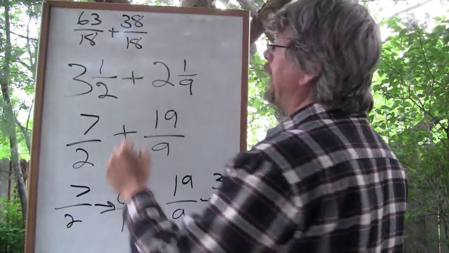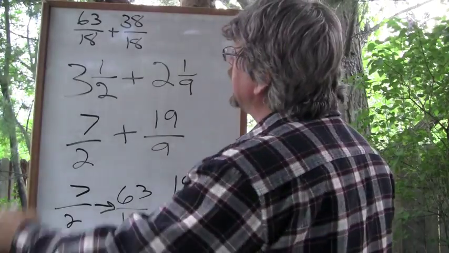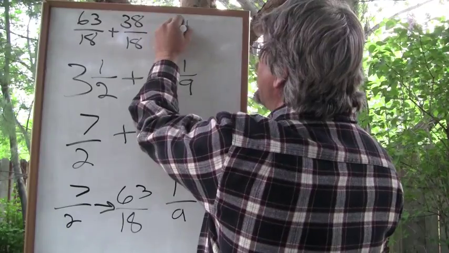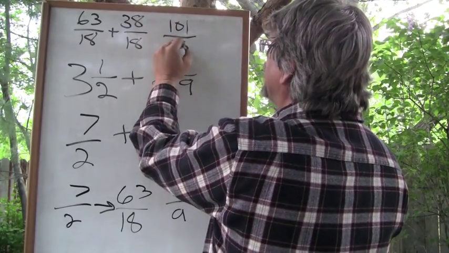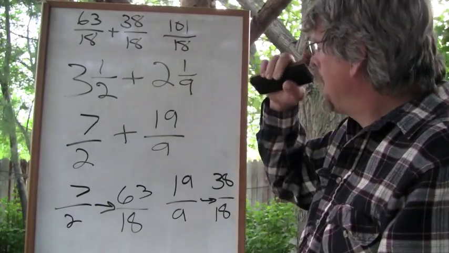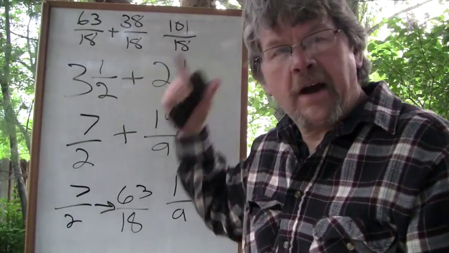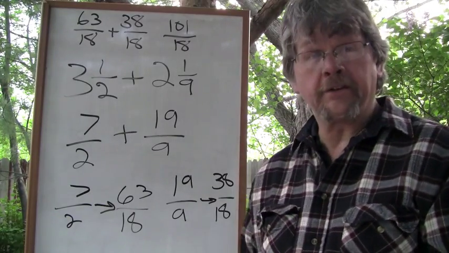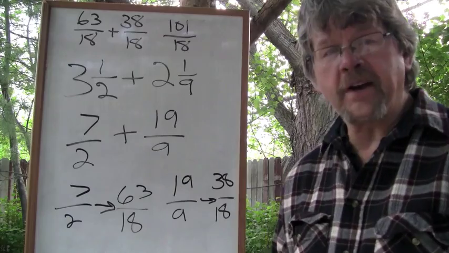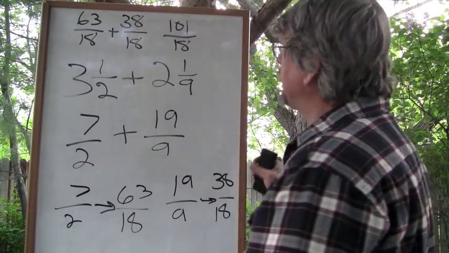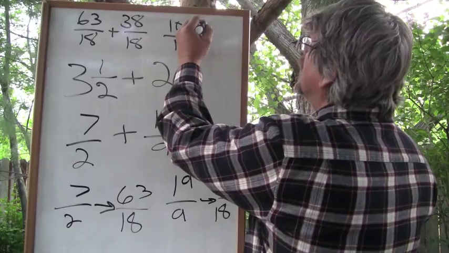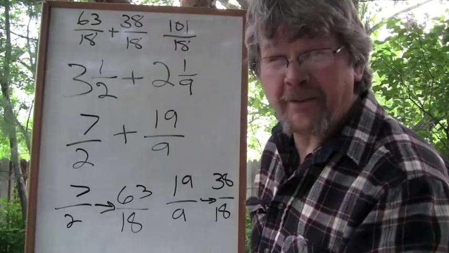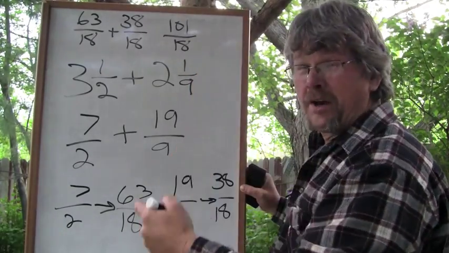Boy, you can see this is going to be a whopper of an improper fraction, can't you? 63 and 38 is what? 101 eighteenths. Okay? How many times does 18 go into 101? Well, 5 twenties is 100, so I would imagine 5 eighteens would do it, right? 18 times 5 is 90, so it goes into 101 5 times.